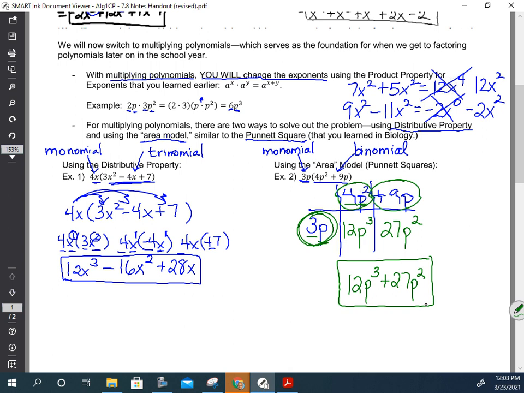That's how you set up a Punnett square. Again, that's a small one. Are they always going to be that small? No.